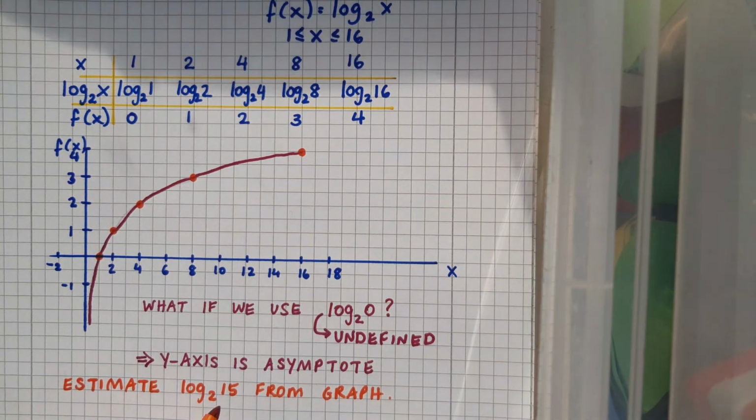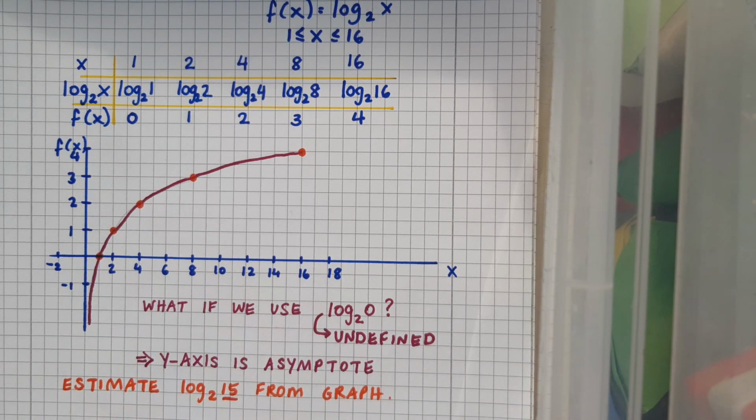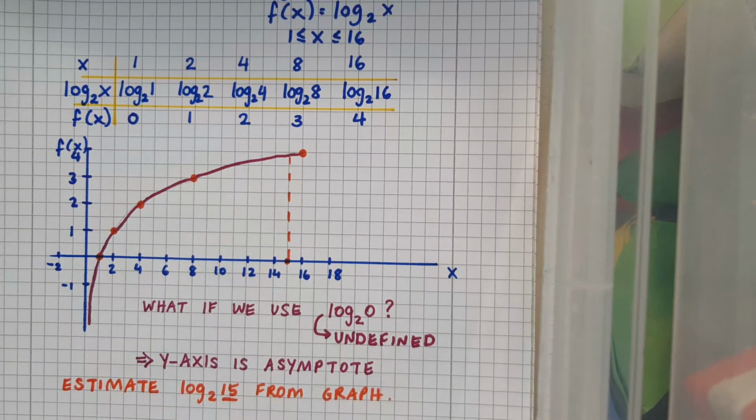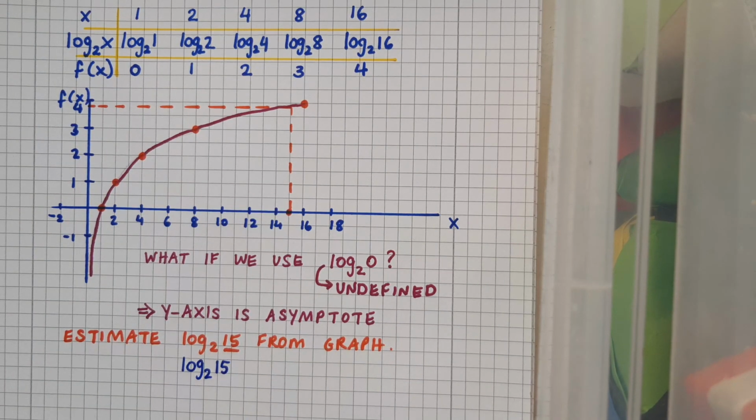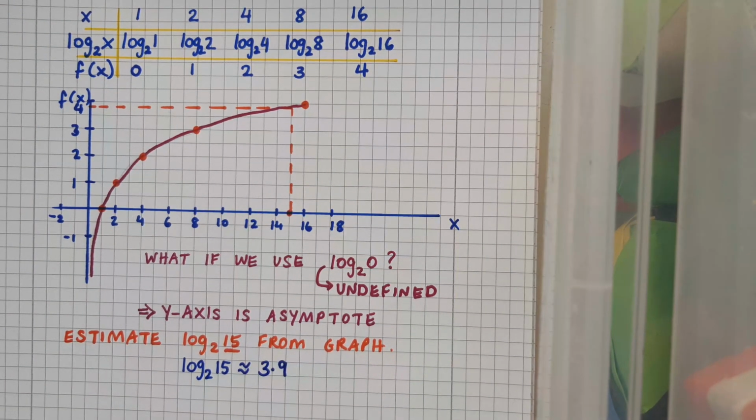To do this, I'll go to the x-axis, since our function is log to the base 2 of x, and I'll go to 15 on this axis. I'll draw a line to my curve at this point, and then I'll just simply go across to the y-axis and read my solution off. In this case, a reasonable estimate for log to the base 2 of 15 would be 3.9.